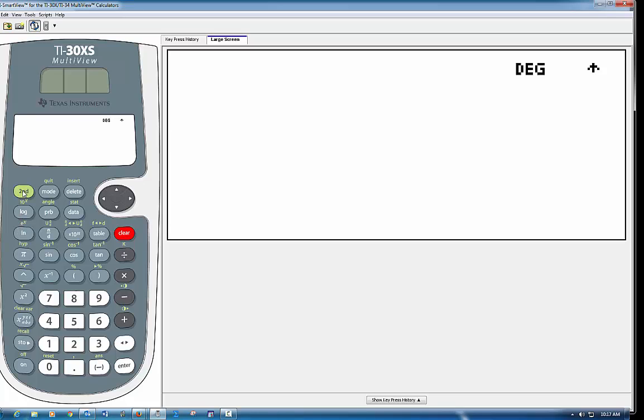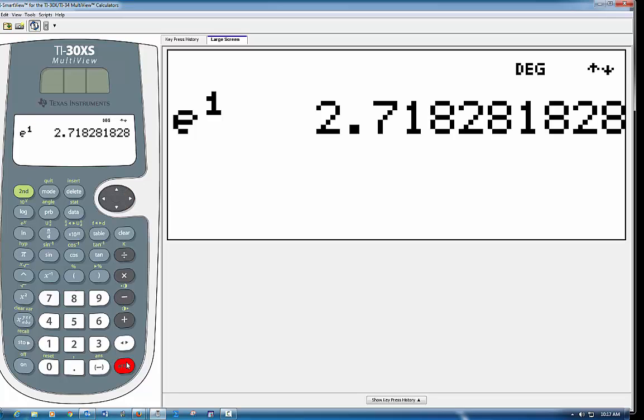So if I wanted to know what E was, if I hit second because EX is green, and I type that, it has the E with the little box. And since I just want E by itself, the box represents just a 1 being there. So that's e to the first power. So that's simply e. And if I hit enter, it's going to tell me that e is roughly 2.72. So if you're taking notes, you need to make sure that you write that e is approximately 2.72.